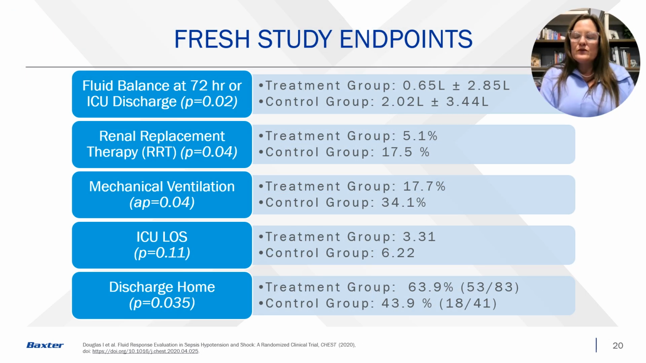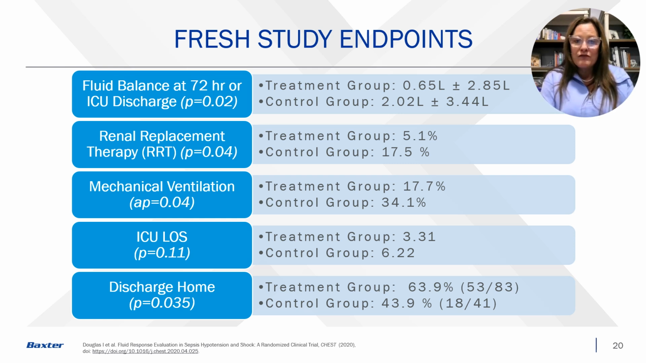Now, the FRESH study endpoints were pretty impressive. You can see the fluid balance at 72 hours or ICU discharge. The treatment group, which would be the stroke volume guided group, versus the control group, which is the general care. Notice the difference in percentages. Less fluid balance in the treatment group, less renal replacement therapy in the treatment group, less mechanical ventilation in the treatment group, less length of stay for the ICU in the treatment group, and more patients were discharged home in the treatment group.